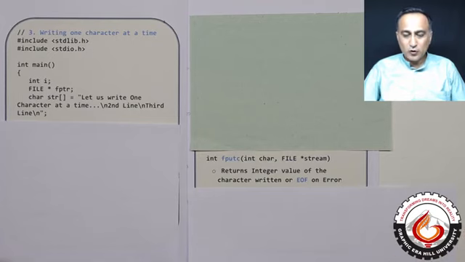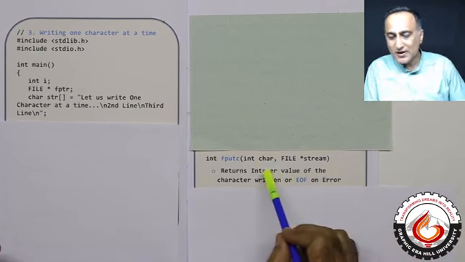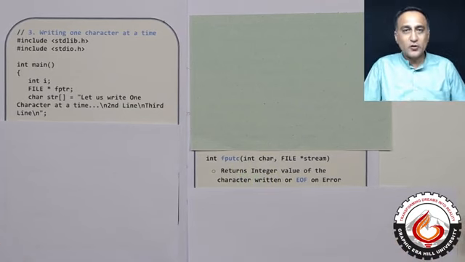In this program I'm going to talk about how you can use the built-in function called fputc to write one character at a time into a file, that is 1 byte at a time, because the size of character data in C happens to be 8 bits or 1 byte.